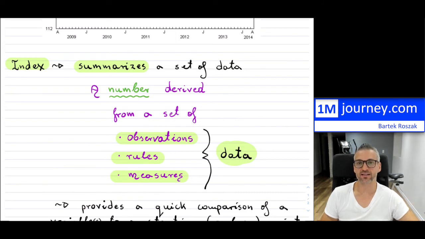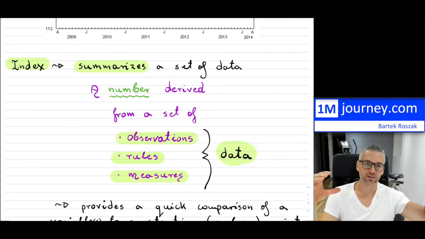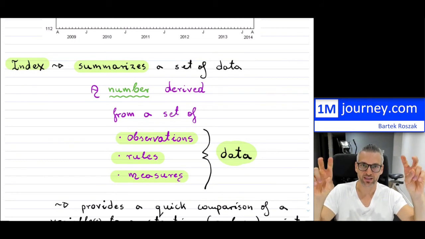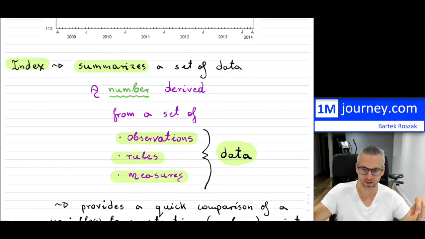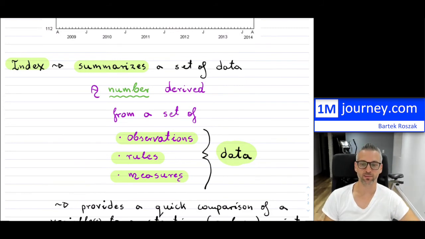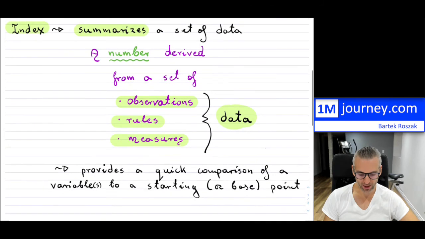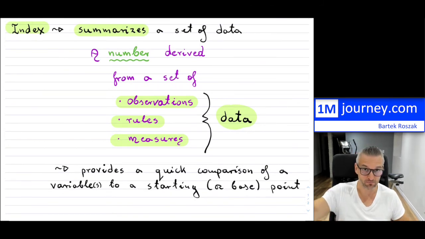That data set is now fed into a function, right? So some kind of a calculation that then outputs one singular number, an index. So it's an index to all of these observations, rules, and measures. Okay, and it's just one singular number. And it's a very quick comparison for a variable, or as you see, maybe many variables, because we took many items in our basket, so that you can see what is happening over time.